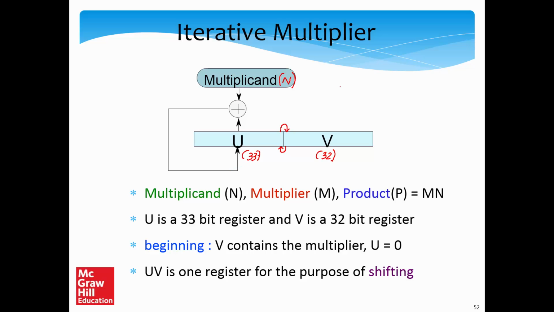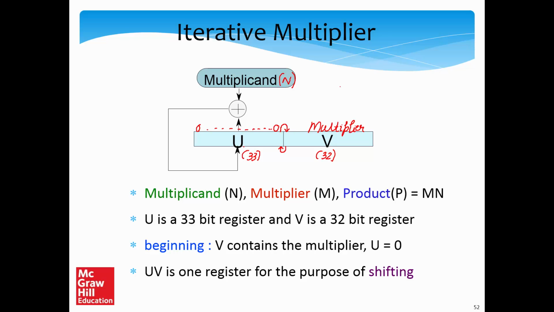So when we start the algorithm, what we will do is load the multiplicand into the register n, and we will load the multiplier into V. So we will start with having the multiplier. And register U will contain all zeros. Alright, so that is the way that we start. We load the multiplier in register V. Register U will contain all zeros. And the multiplicand will be in register N, which is shown on top.